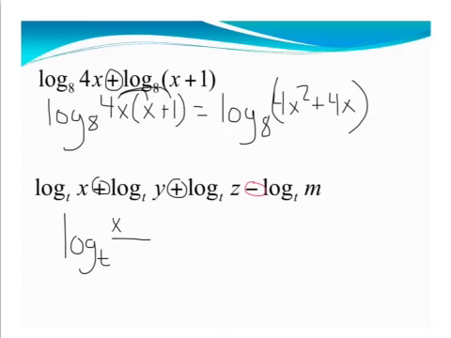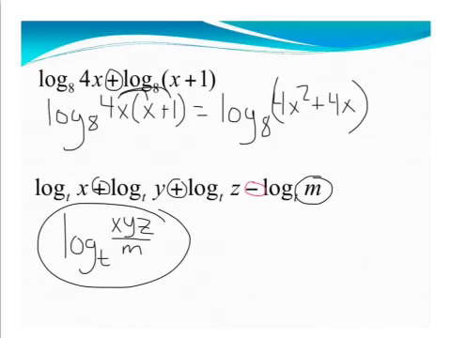Same with the log base t of y, so the y goes in the numerator. Same with the log base t of z. All of those are positive, so they go in the numerator. The only one that's negative is the one with the m, so that m will go in the denominator, and I have my final answer. We have condensed it down to one logarithm using the product and quotient properties.